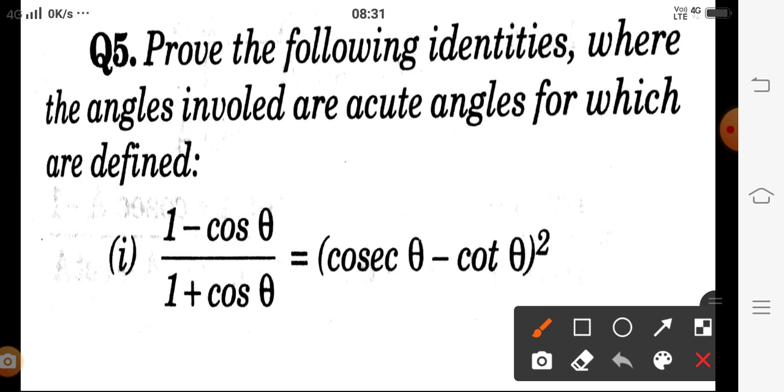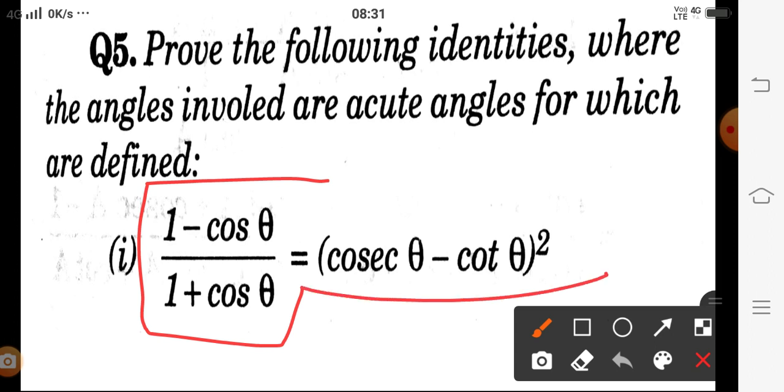Question number 5 from exercise 8.4. The first 2 questions I am going to take in the next presentation, first and second question. And the third question is based on the angle. For this reason I am leaving that one, but you may use the identity and easily you will get the answer there. Then let us solve question number 5 here. Question number 5 is 1 minus cos theta upon 1 plus cos theta is equal to cosec theta minus cot theta whole square. This we have to show.